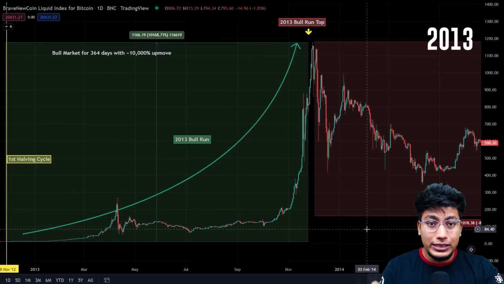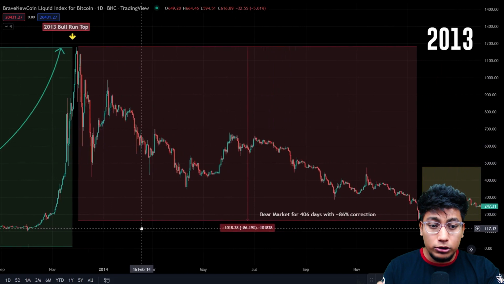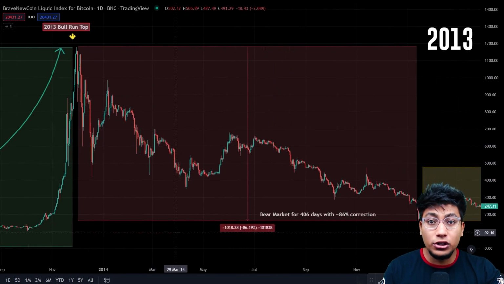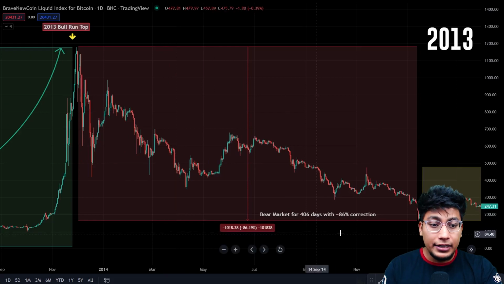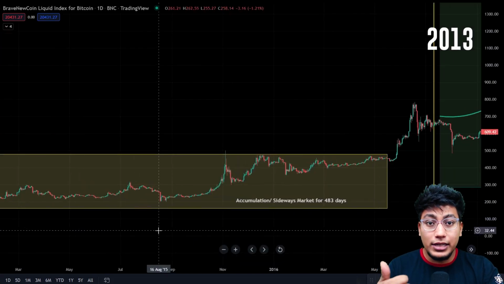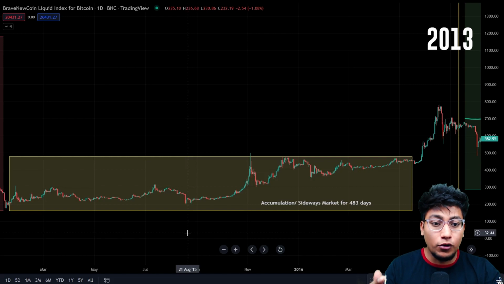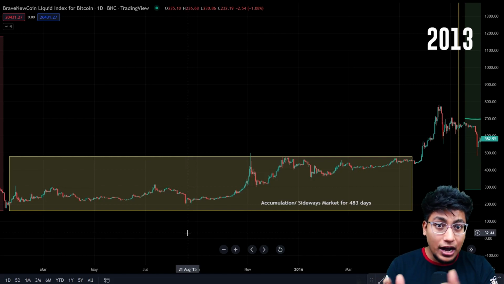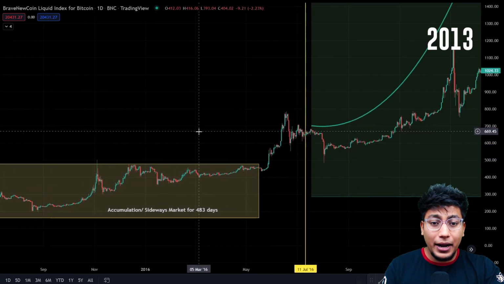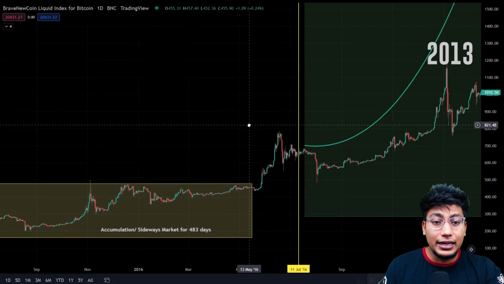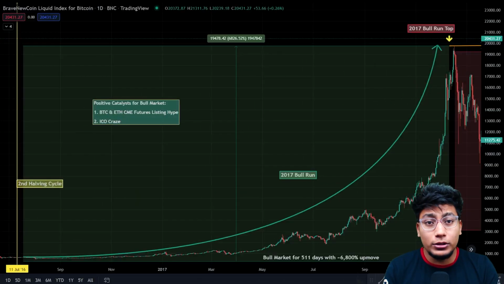After each bull run, we see a bear market, and this was how the bear market looked. We saw a correction of approximately 86%, and the bear market continued for 406 days, which is approximately 1.5 years. After the bear market, we saw some consolidation and the price was accumulating, and it was in a sideways market for 483 days, which is again 1.5 years of time. Now after the accumulation was done, the price started to move up, and then we had a second halving cycle, which took place in July 2016.